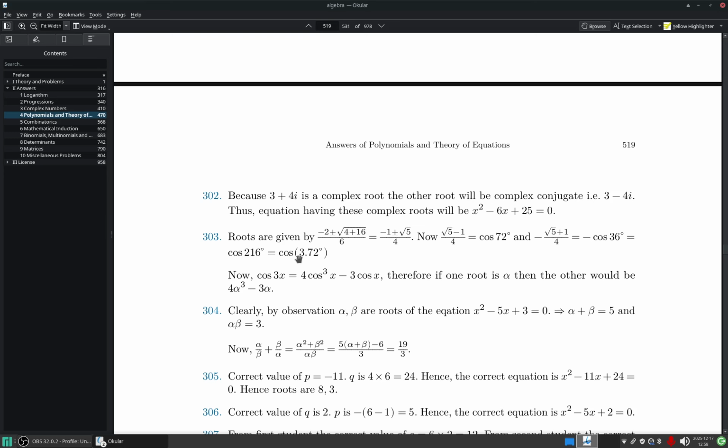Now, 3 into 72 degree, that is not 3.72, this is 3 multiplied with 72 degree. So we know that cos 3x is equal to 4 cos cube x minus 3 cos x. So this is cos 3x and this is cos x. So clearly if one root is alpha, the other would be 4 alpha cube minus 3 alpha.